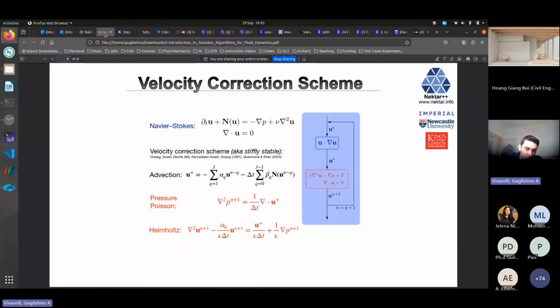In the Helmholtz problem, you note that the exponent, which is not to the power of, but rather denotes the current time step or the next one. So n is the current time step, n plus 1 is the next one, and n minus 1, of course, by default is the previous one. This ensures that we are solving an implicit problem.